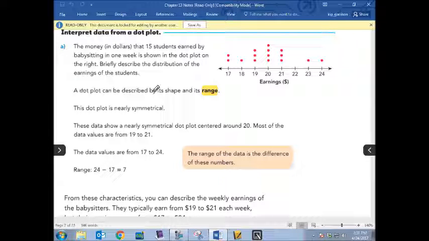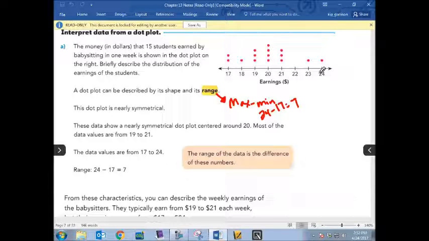A plot can be described by its shape and its range. Now, we already know that range, write this please, is our maximum minus our minimum. It's going to come up in a later learning target, but you have already learned it all year long. It's the biggest minus the smallest. So the range here would be 24 minus 17, which would give us 7. That's our range.